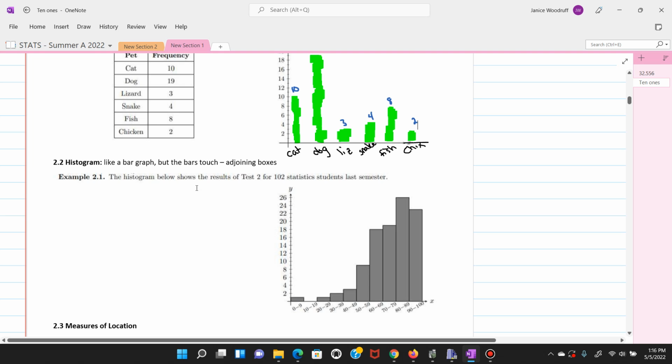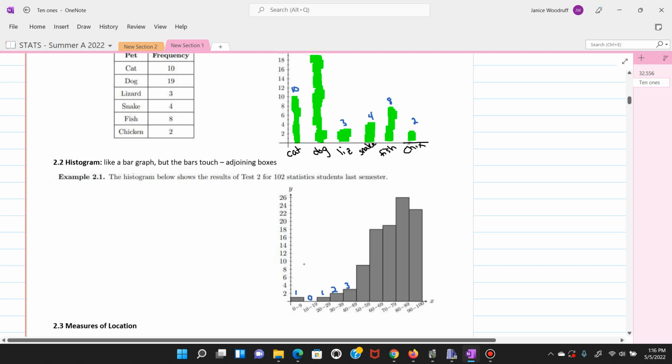So here you have a histogram that shows the results of test 2 for 102 statistics students last semester. And it's grouped, so you can look through here and see the test results. Here, 1 student scored between a 0 and a 9. 0 students were between 10 and 19. 1 student between 20 and 29. 30 and 39, that looks like 2. 40 and 49 looks like 3.